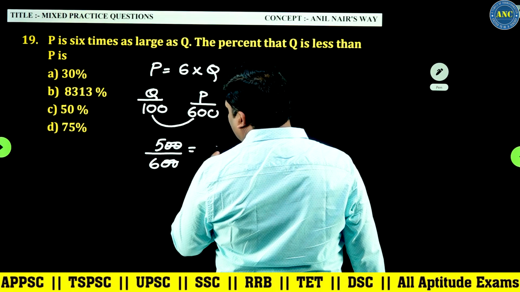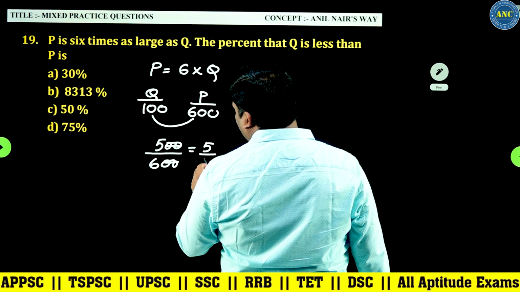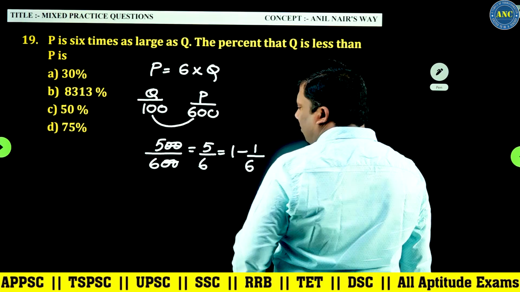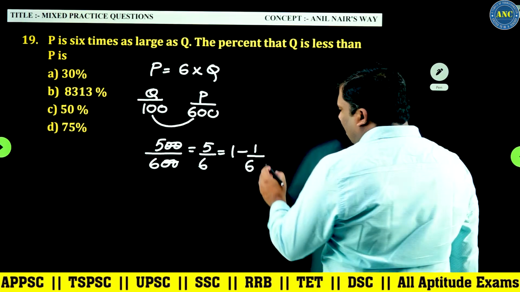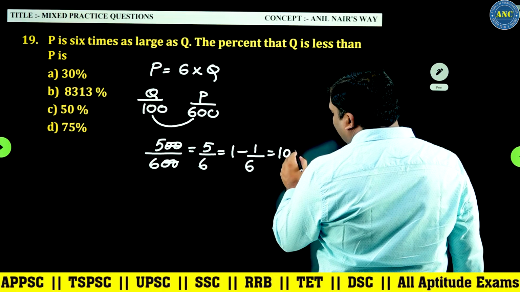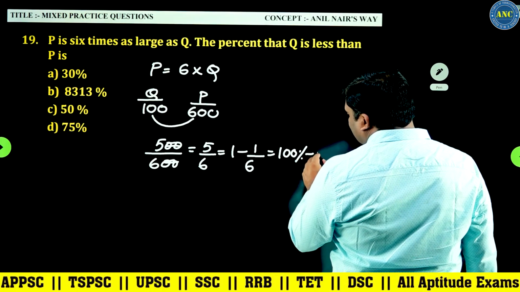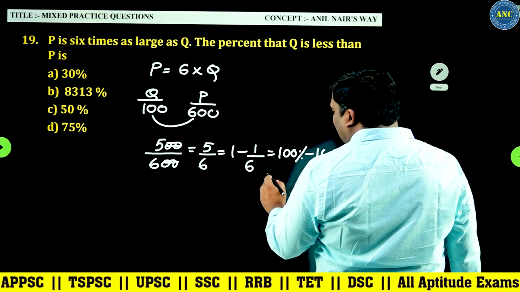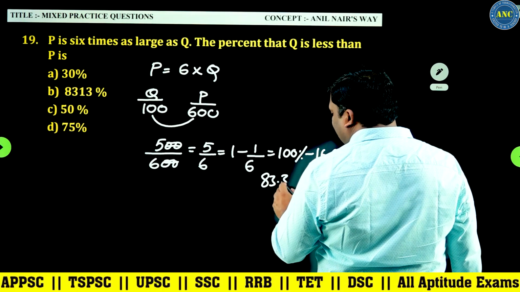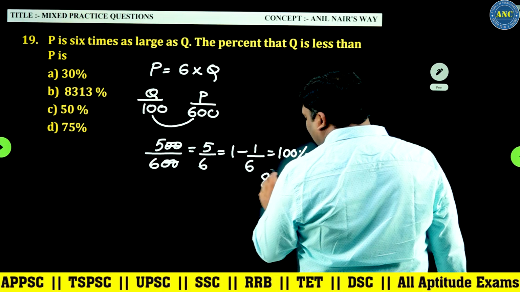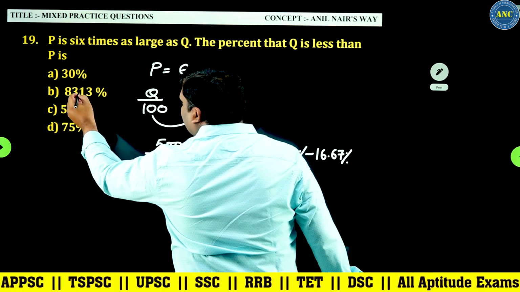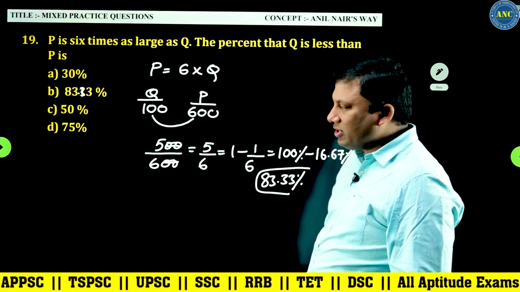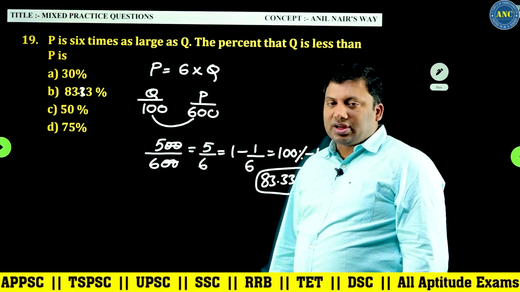2 zeros cancel. It is 5 by 6. 5 by 6 is 1 minus 1 by 6. 1 is 100%. 1 by 6 is 16.67%. 100 minus 16.67 is 83.33. Here it is 83.33%.